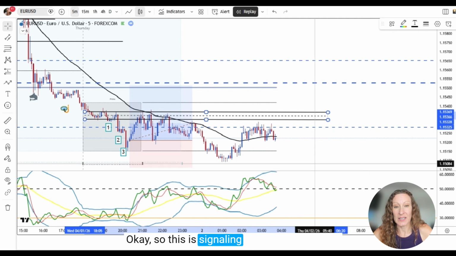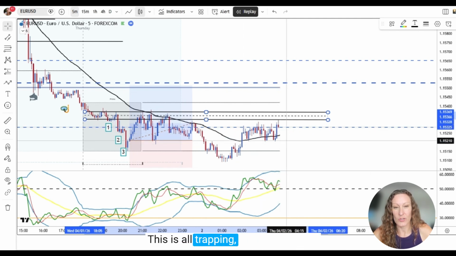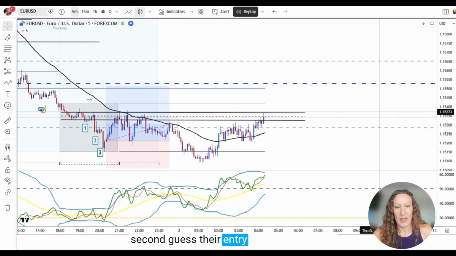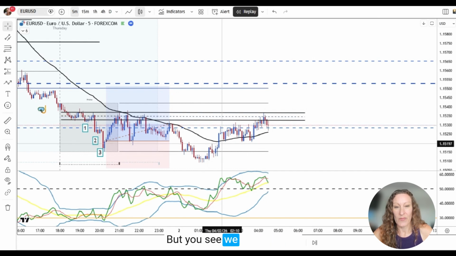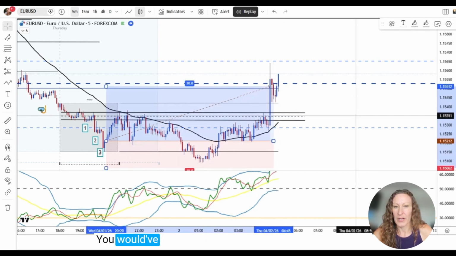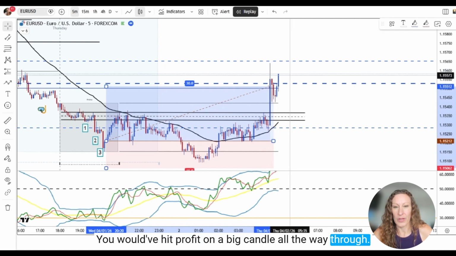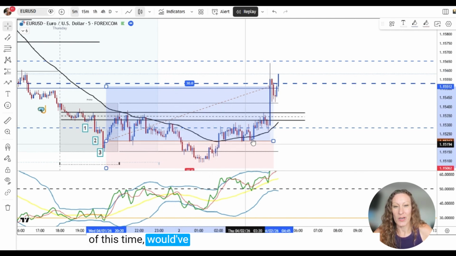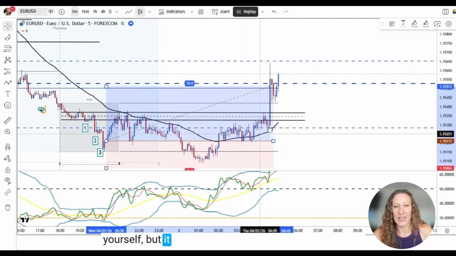Okay, so this is signaling shorts to everybody. This is all trapping, getting people to second guess their entry and to go in short. But you see, we have already reclaimed the 50 here. There we go. You would have hit profit on a big candle all the way through. If you stayed in this one, you would have waited through all of this. Time would have gotten you. You could have second guessed yourself, but it sure did pay off.